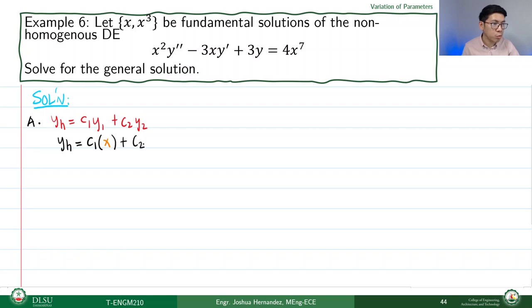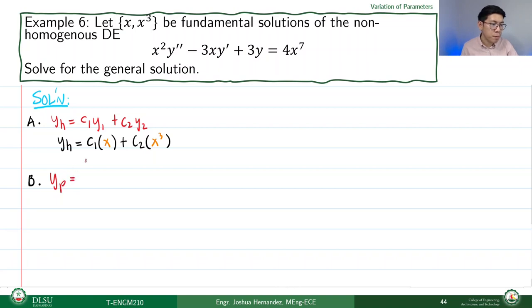So in other words, makukuha kagad natin yung yh natin, which is c sub 1 x plus c sub 2 x cubed, right? So yan yung ating homogeneous solution, as fast as that. Kasi given naman nga yung fundamental solutions daw. Of course, next is, ito na yung medyo matrabaho and challenging: getting the particular solution using variation of parameters.